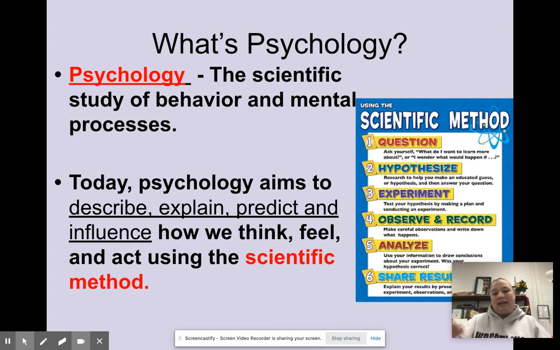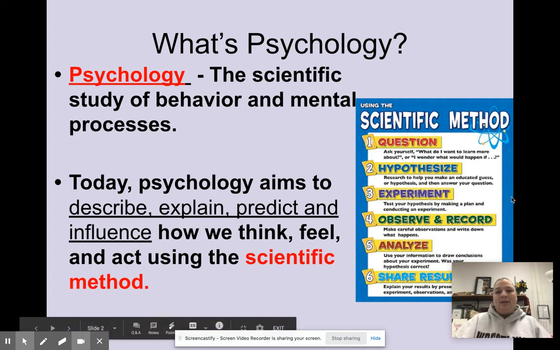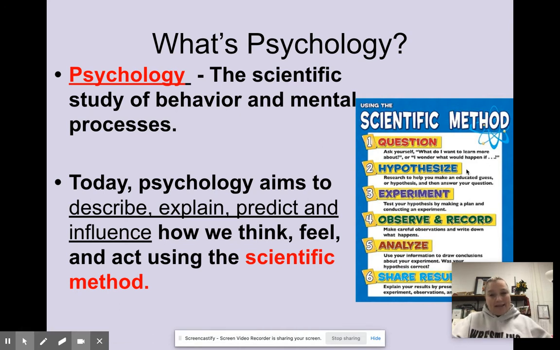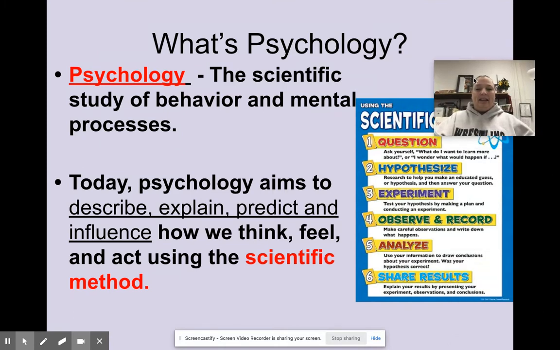And if you look at the poster over here on the right, you'll see we start with a question. What do we want to answer? We have our hypothesis, then we experiment, then we observe and record, then we analyze our data, and then, of course, we share our results so that other people can learn from us and then take on where we left off. Okay?